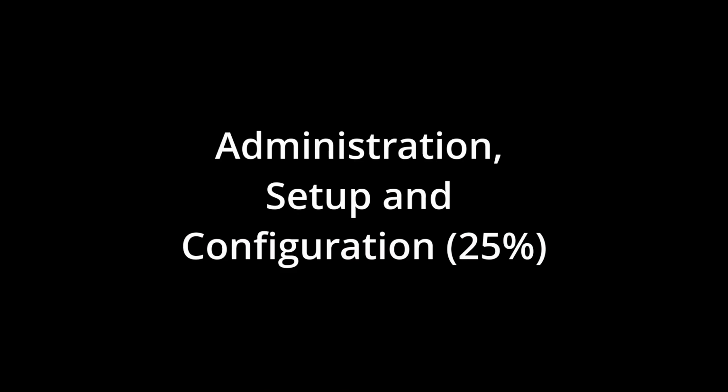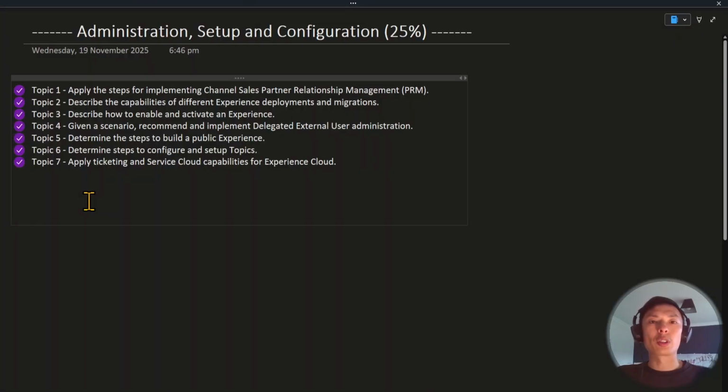In the administration setup and configuration section, we'll be covering 7 topics. We'll start with covering steps for implementing channel sales for partner relationship management, PRM. This will be followed by exploring capabilities of different Experience Cloud deployments and migrations. And we'll also be covering how to enable and activate an Experience Cloud site.